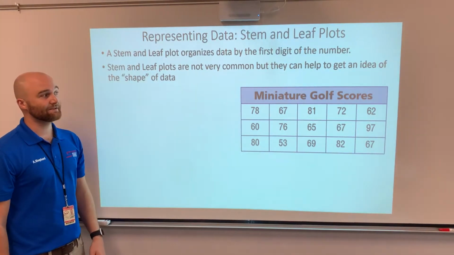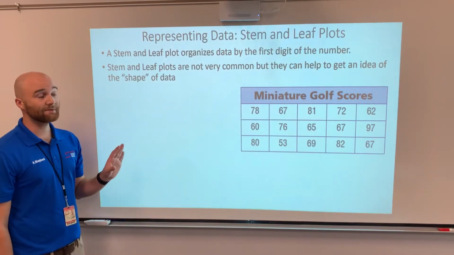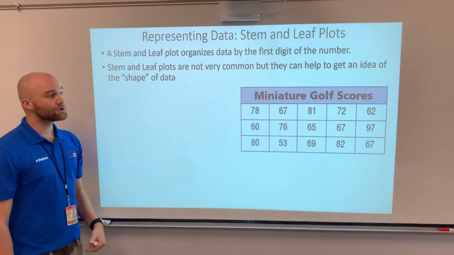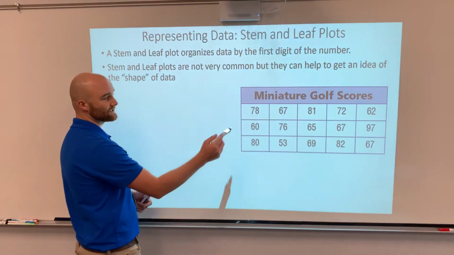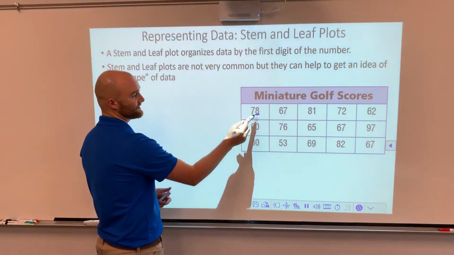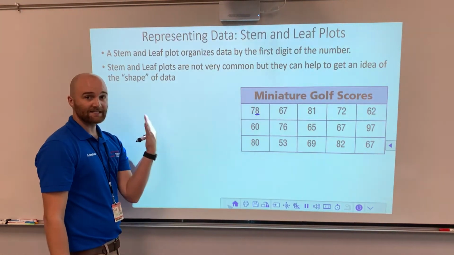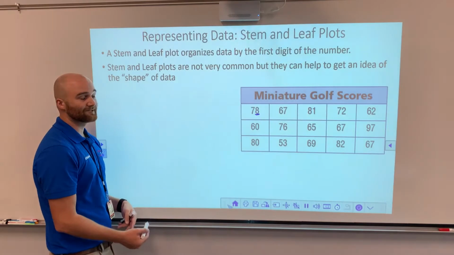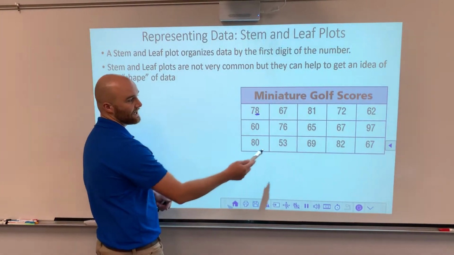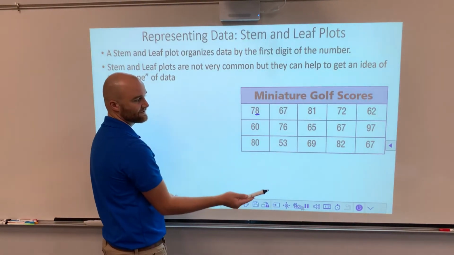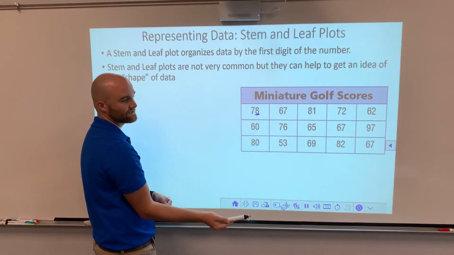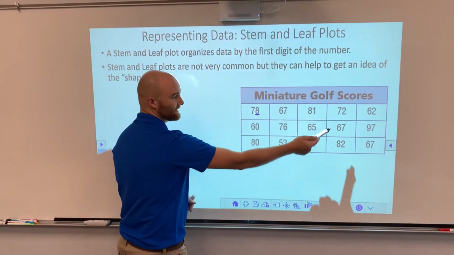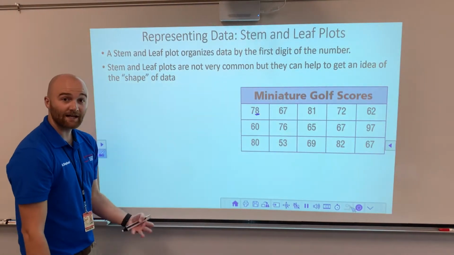Let's look at how a stem and leaf plot works. A stem and leaf plot helps us to get an idea of the shape of the data. So what we do is we focus in on this first digit here, and everything to the left of it is going to become our stem. So I'm going to look here and see what kind of stems I see. I see 6s in the tens place, I see 7s in the tens place, I even see a 5 in the tens place, an 8 in the tens place, and a 9 in the tens place. That's a lot of stems.